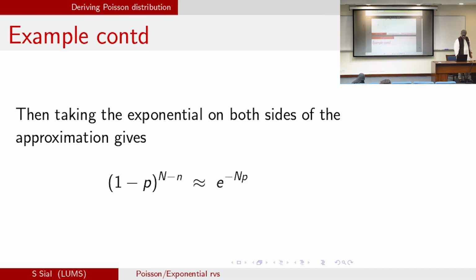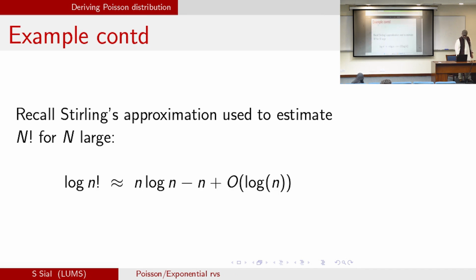Okay, so now we've got that e to the minus p, (1 minus p) to the big N minus small n is approximately equal to exponential of minus np. Okay, so something else you might not have seen before.